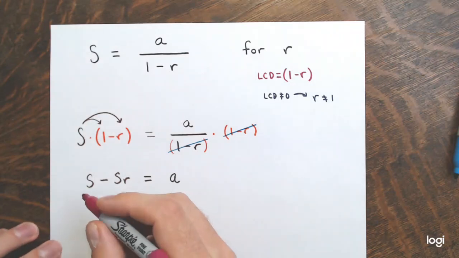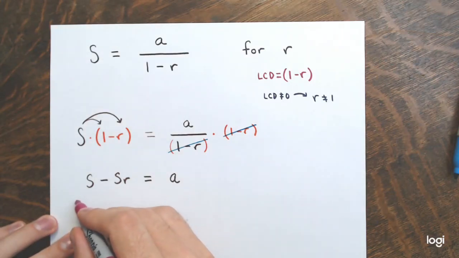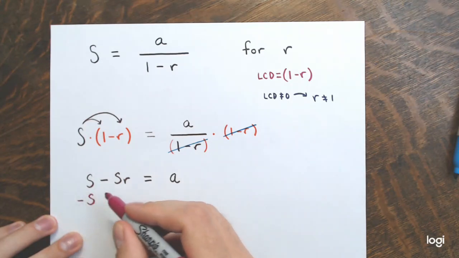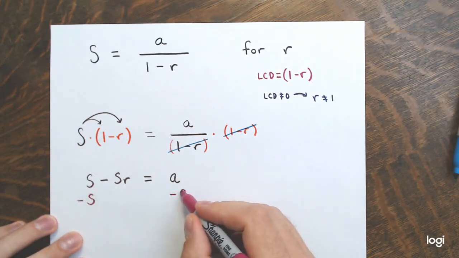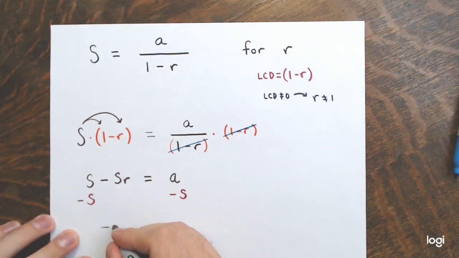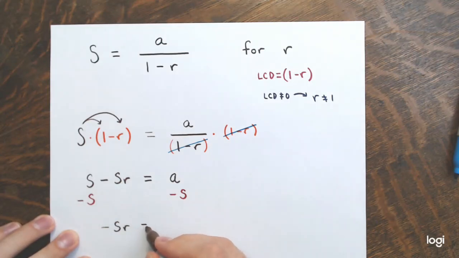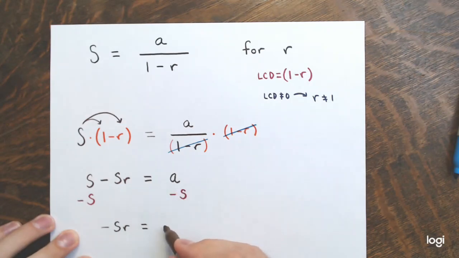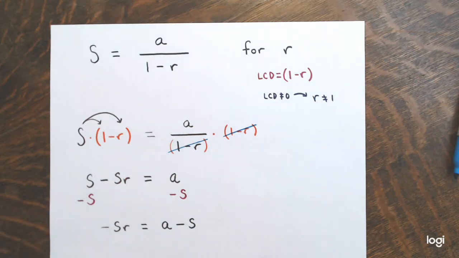I'm going to keep it there and take everything that doesn't have r in it to the other side. So I'm going to get rid of this s here, subtract s, and do it to the other side as well. So now I have negative 1 times s times r, the only term with r in it, on the left side. And then on the right side, these are totally different variables, so these are not like terms. You just have a term of a and a term of negative s, a minus s. Wonderful.